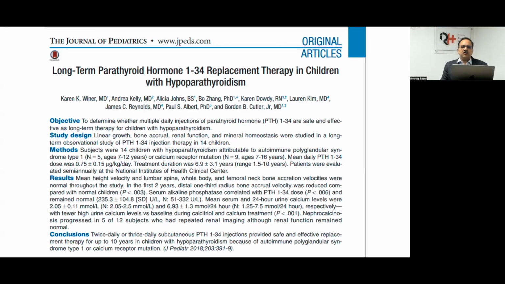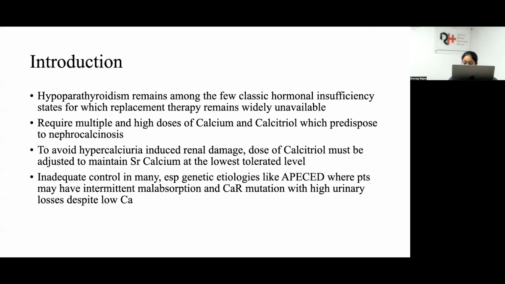Dhwani will talk about the effect of long-term PTH replacement therapy in hypoparathyroidism. Parathyroid hormone replacement therapy in children with hypoparathyroidism. This is a study from, so why was this study done? Hypoparathyroidism remains among the few classic hormonal insufficiencies where replacement therapy remains widely unavailable.